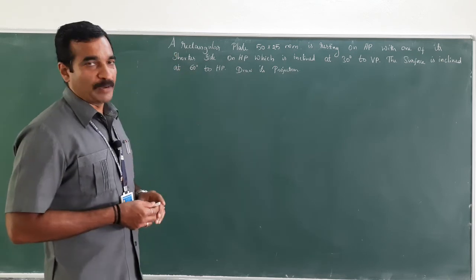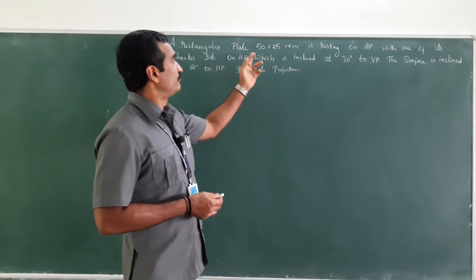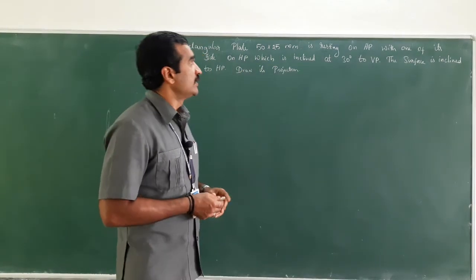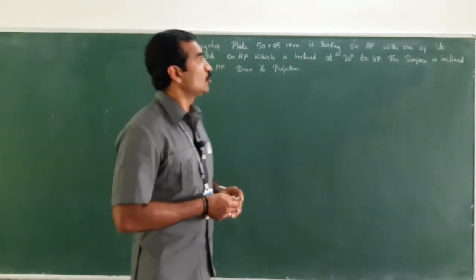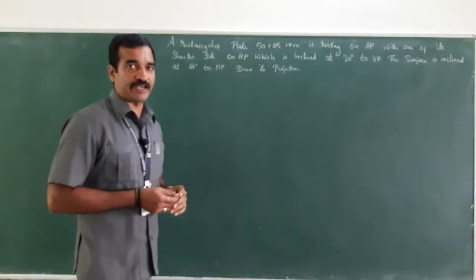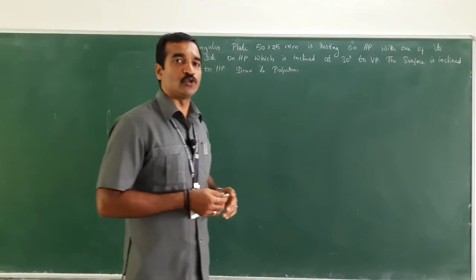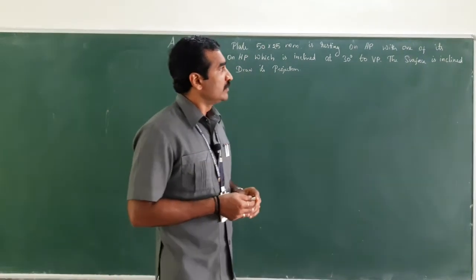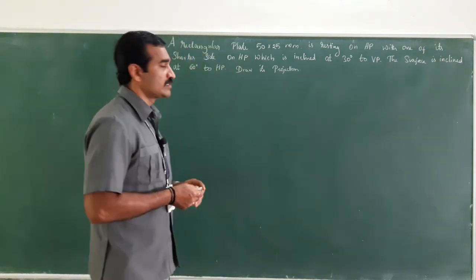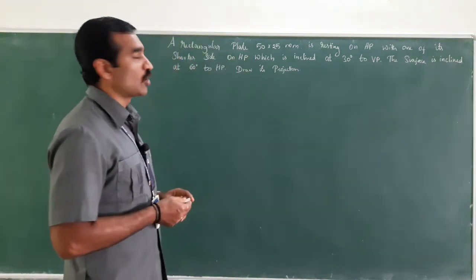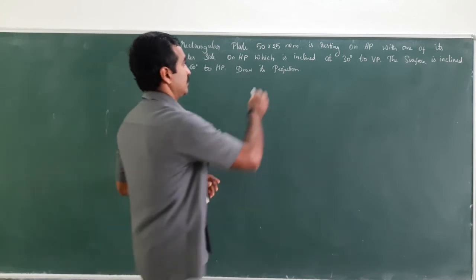A rectangular plate of dimension 50 by 25 mm is resting on HP with one of its shorter sides on HP, which is inclined at 30 degrees to VP, and the surface is inclined at 60 degrees to HP. Draw its projections.